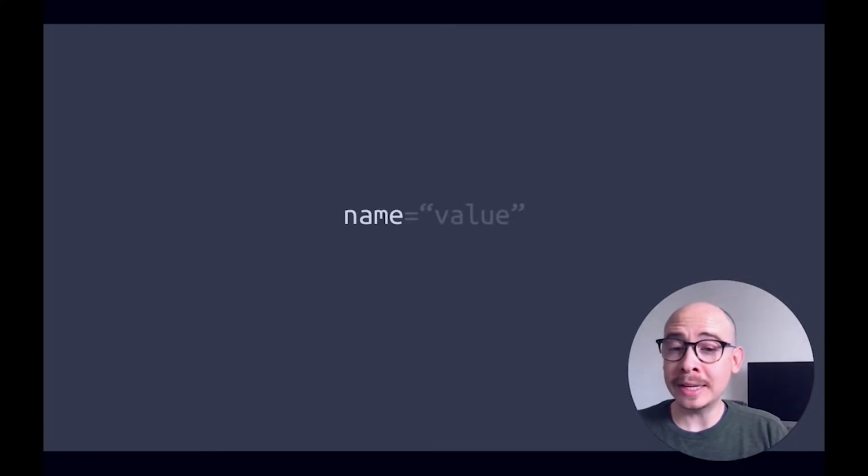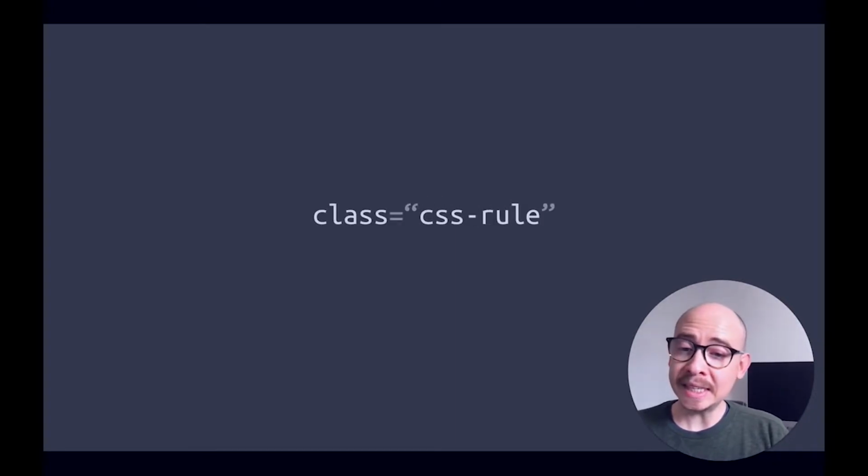You start with the name of the attribute you are using, then an equal sign, and in quotation marks, whatever value you are going to be using. We see here the class attribute. The purpose of the class attribute is to link a CSS rule to your HTML element. To create the class attribute, you need a name. Here we have class. Then we have the value. Your value will be whatever CSS rule you are linking to your HTML element.